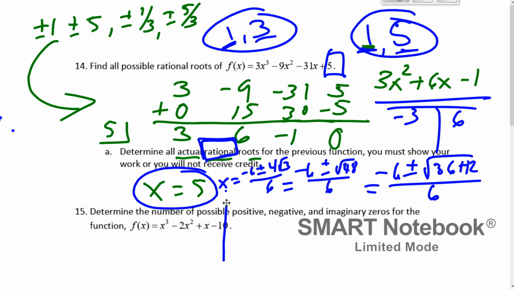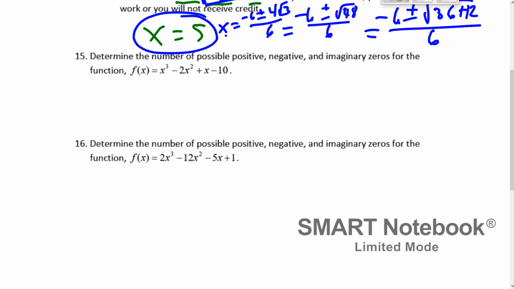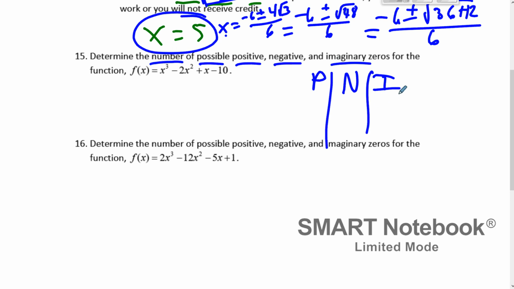Can I scroll down? Nope. Okay, so now it's just the number of possible positives, negatives, and imaginary. So I'm asking for number of positives, number of negatives, number of imaginary. All right, so you can just make this chart. Total is the degree, which is 3.